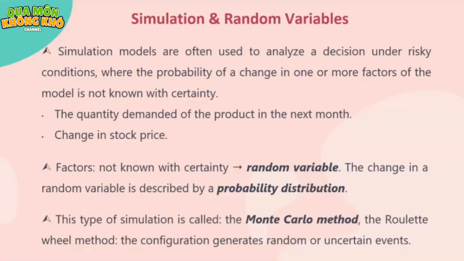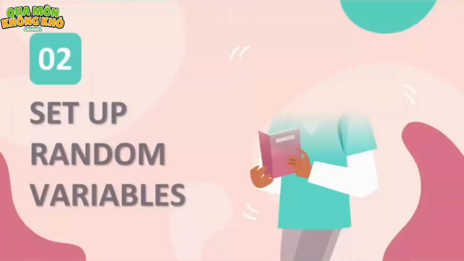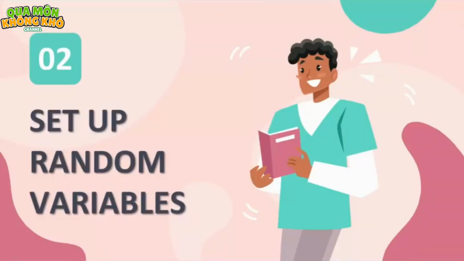Later, we will have an example to apply how to find the random variable. This type of simulation is called the Monte Carlo method, or the roulette wheel method. The configuration generates random or uncertain events. And we will move to the second part, which is how to set up random variables.